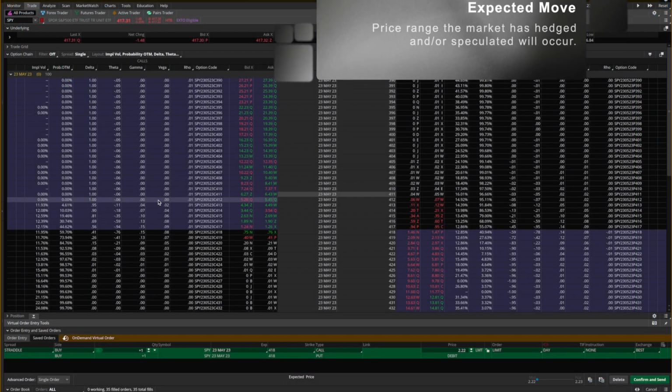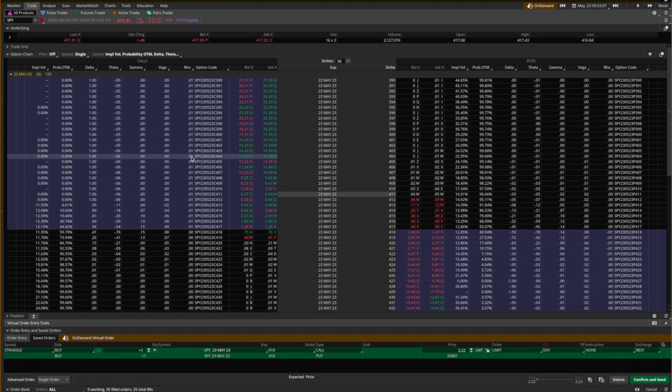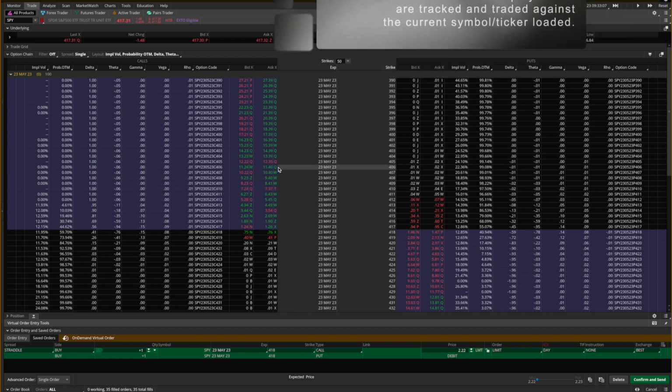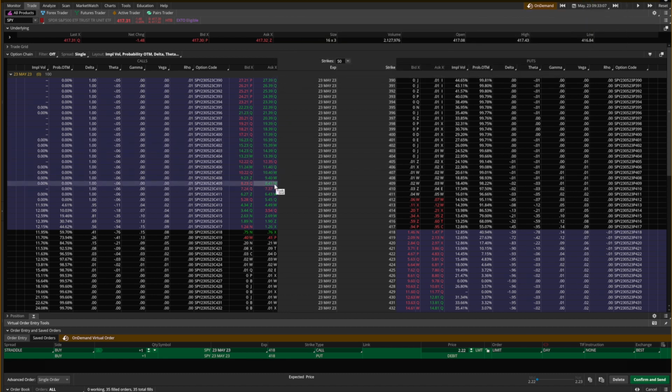One of the things you will need is access to the options chain. So even if you've never traded options, don't let this scare you away. I'm going to pull up SPY here for May 23rd. Personally, I like to use the 0 days to expiration and the Friday expiry for that particular week.